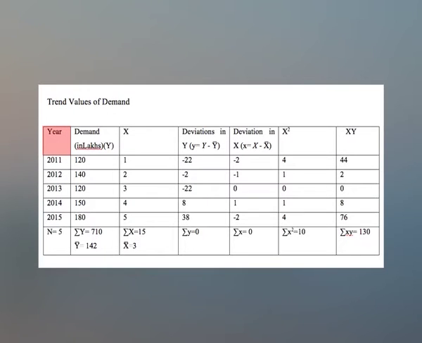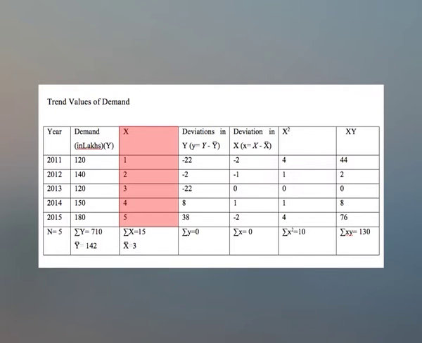Now, we can see the solution. There are various columns given to you. In the first column, years are given to you. In the second column, we have demand, which is represented by y. In the third column, we have x. Then deviations are given to you in the next column, and similarly we have x square and xy. Now in the years we have 2011, 2012, 2013, 2014, 2015. Now the demand for each year is given to you as 120, 140, 120, 150, 180, which is in thousands. Now that is a column of y.